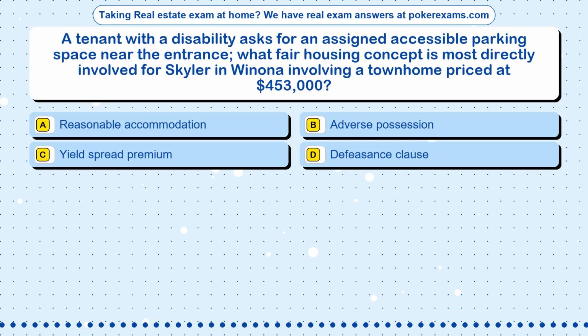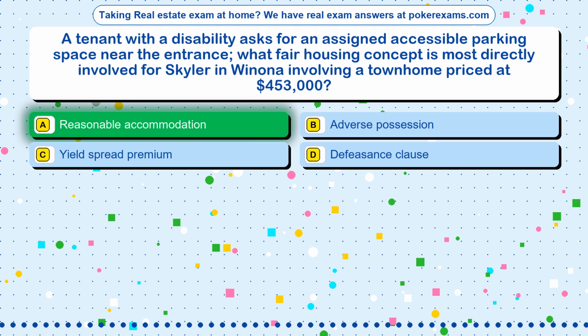Question 65. A tenant with a disability asks for an assigned accessible parking space near the entrance. What fair housing concept is most directly involved for Skylar in Winona involving a townhome priced at $453,000? Option A. Reasonable accommodation. Option B. Adverse possession. Option C. Yield spread premium. Option D. Defeasance clause.